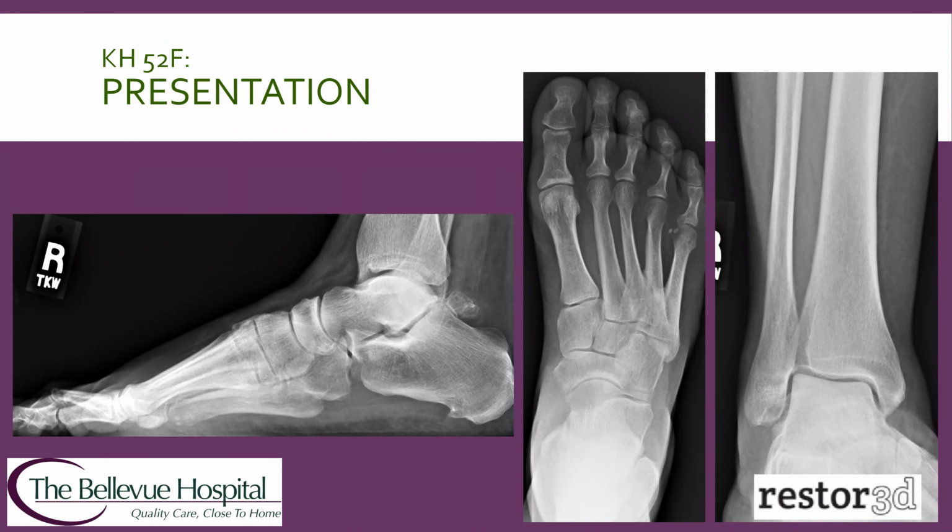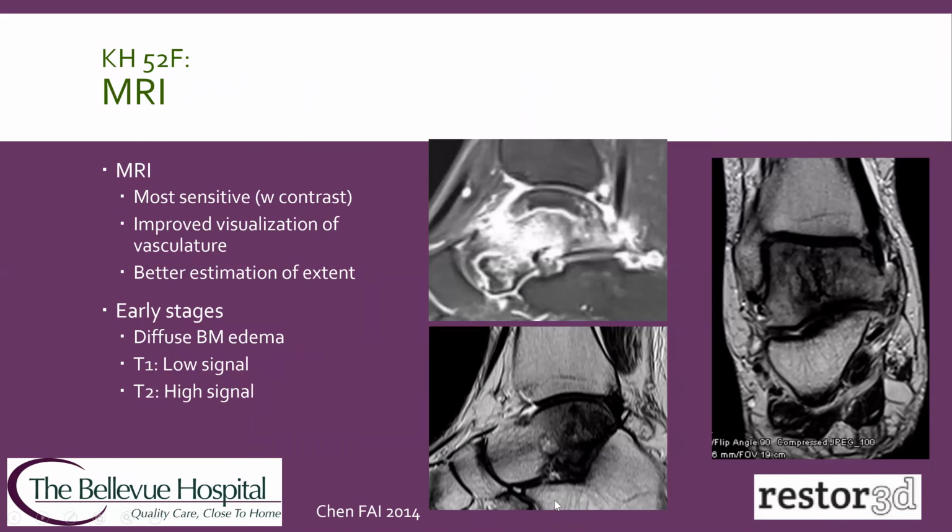So this is a 52-year-old female, otherwise healthy, comes in with just this vague global ankle pain. She had failed multiple steroid injections and bracing from some other providers, came to me for, I think, a third or fourth opinion. And really looking at her x-rays at first glance, not particularly remarkable. But so we get an MRI, which MRI is the most sensitive modality to diagnose avascular necrosis.